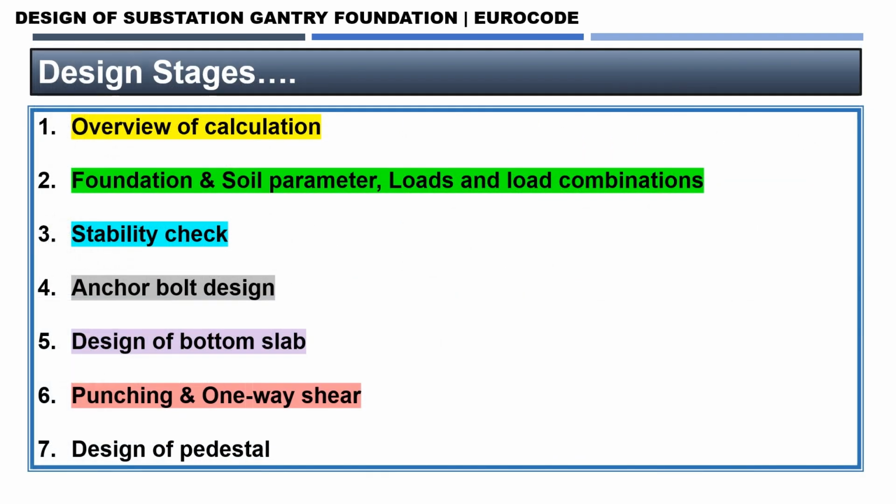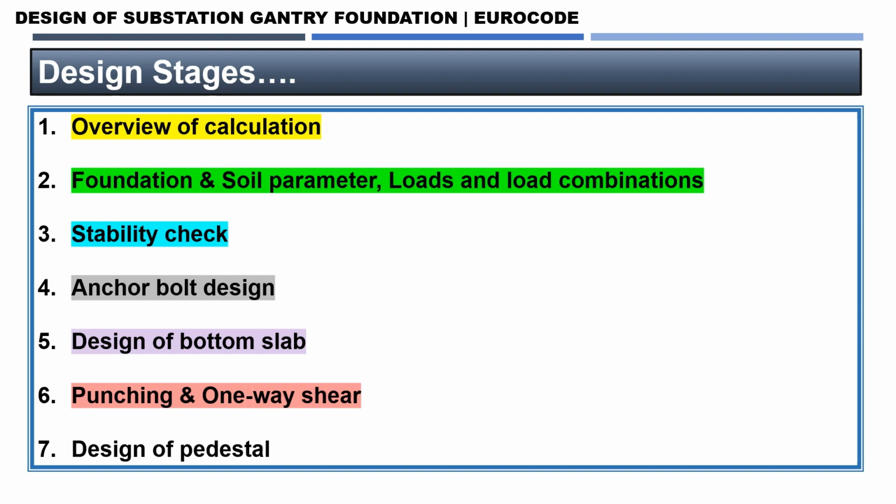These are the various design stages which we had seen. The first one is an overview of calculation we saw in the first part. In the second part we saw the foundation and soil parameters, loads and load combinations. Third is a stability check. Fourth is anchor bolt design. Fifth is design of bottom slab. Sixth is this video, in which we are going to look at the punching and one-way shear, and finally we will look at the design of pedestal in the 7th stage.